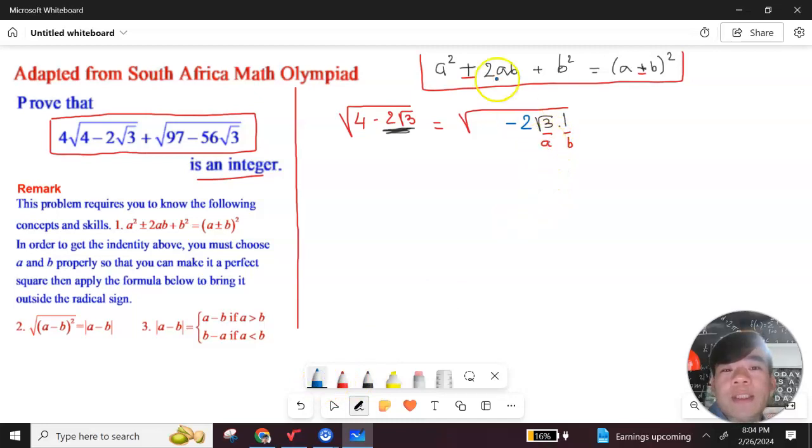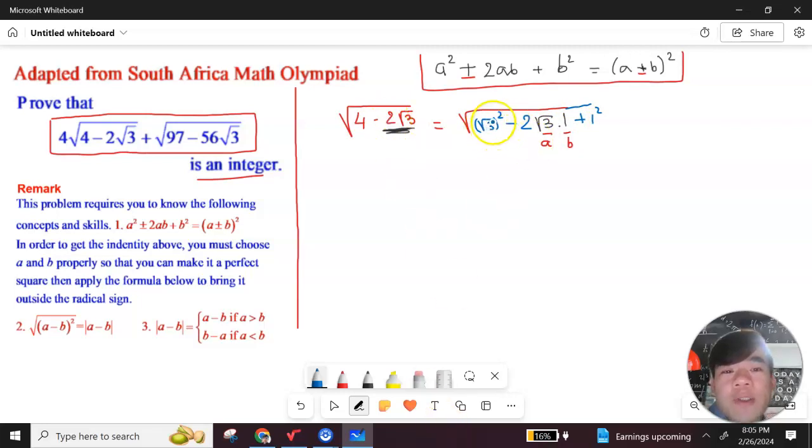I have a right here. So the first term should be a square, which should be root 3 square, because a equals root 3. Now the last term should be b square, and b equals 1, so it should be 1 square. Now I need to simplify and check if it equals 4 minus 2 root 3. If it's right, I keep it. If it's not right, I need to find another way.